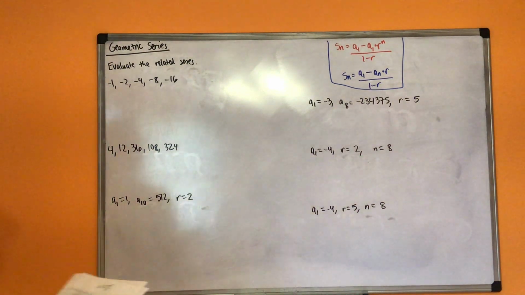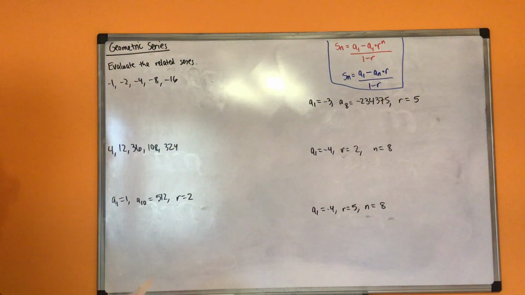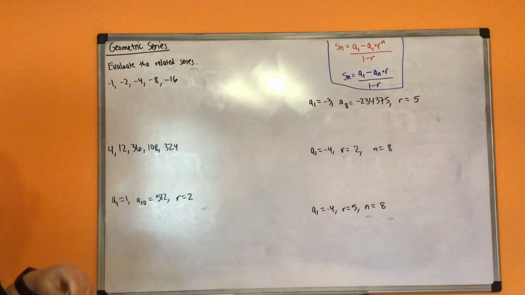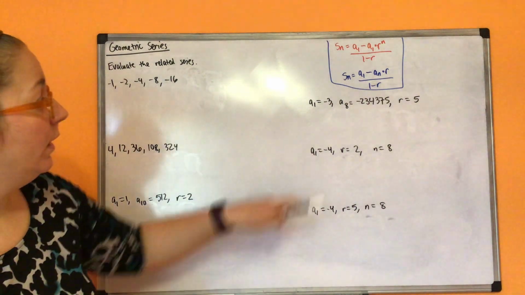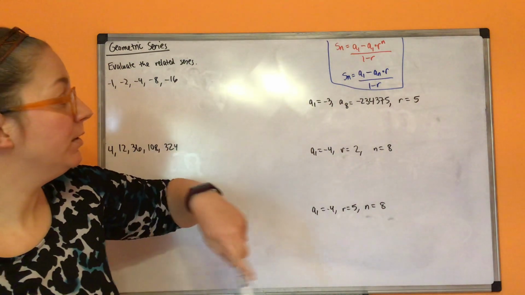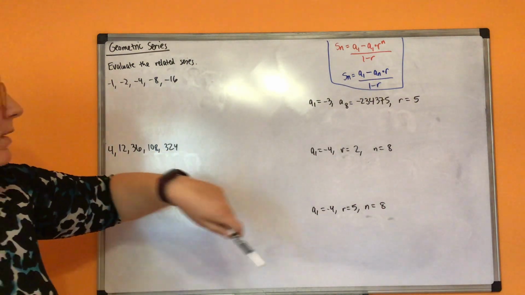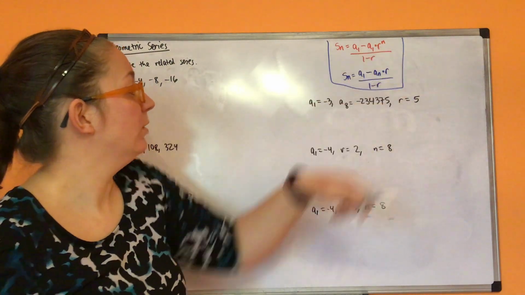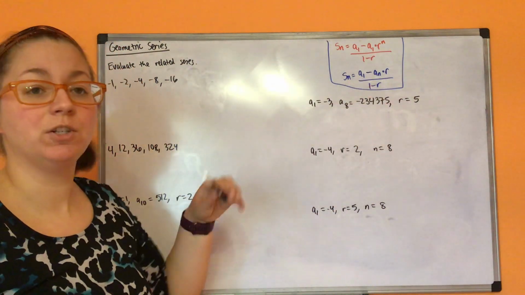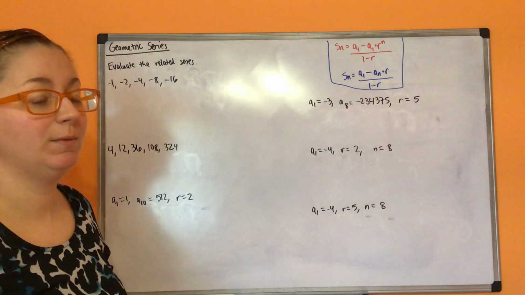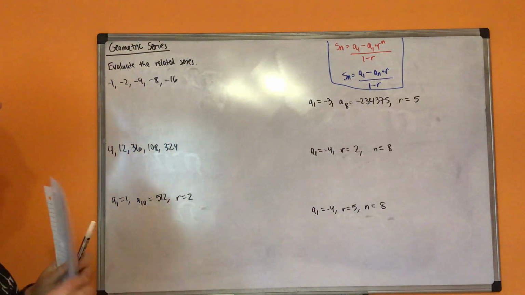Today we're going to be looking at evaluating geometric series. Very similar to when we evaluated arithmetic series, once again we have more than one formula, so which formula you use is going to depend on the information you're given. A1, as usual, is the first term. AN is the nth term, or the last term if you happen to know what that is. N is your number of terms, and R is your common ratio, what you multiply every time to get from one term to the next.